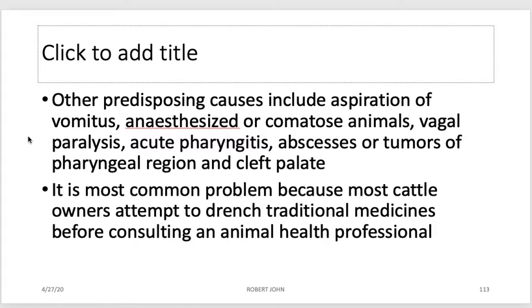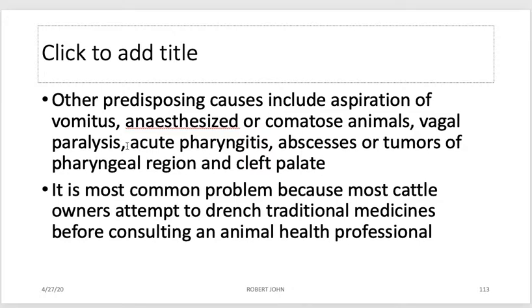Also other predisposing causes include the aspiration of vomitus. Sometimes matapishi yanaweza yakamuingia kwenye njia ya hewa. Kuna wale wanyama ambao wako anesthetized au comatose animal, wale wanyama ambao hawajitambui au wamepoteza fahamu. Vagal paralysis, acute pharyngitis, abscess or tumors in pharyngeal region and cleft palate.